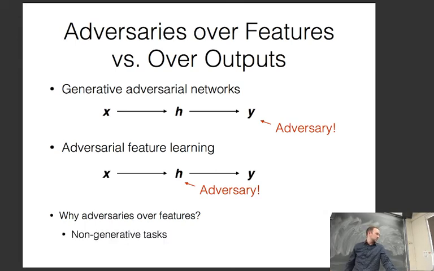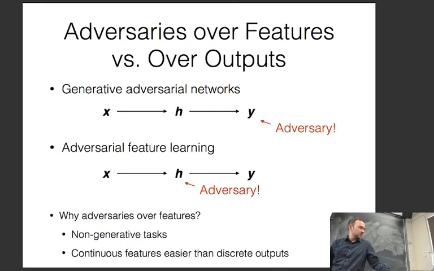There's a couple reasons. Sometimes you have non-generative tasks. Let's say you have a sentence classification task. This is not a generative task; you don't generate an output that could be decided as real or fake. Another reason is continuous features are easier to optimize than discrete outputs. Discrete outputs have all the problems that I talked about before, sampling, et cetera, while continuous features are easier to optimize.